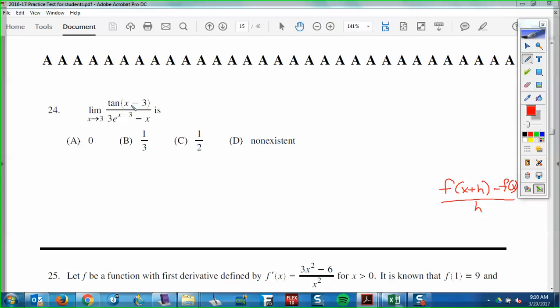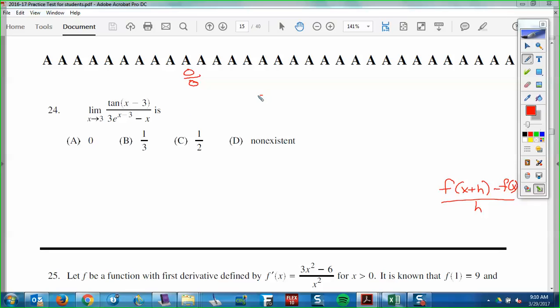Plug in a 3. Tangent of 0 is 0 because it's sine over cosine, right? So that'd be 0 over 1. And then plug in a 3 here. E to the 0 is 1. 3 times 1 is 3. Minus 3, that's 0. You get 0 over 0, what do you do? Keep going. So you've got some choices. Do algebra, like factor, or our favorite Frenchman, L'Hopital. Do the derivative of the top, derivative of the bottom.